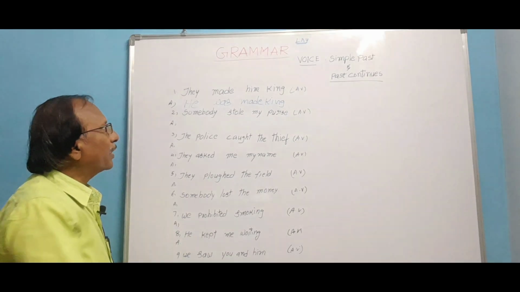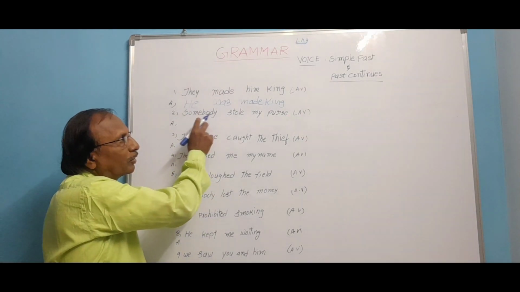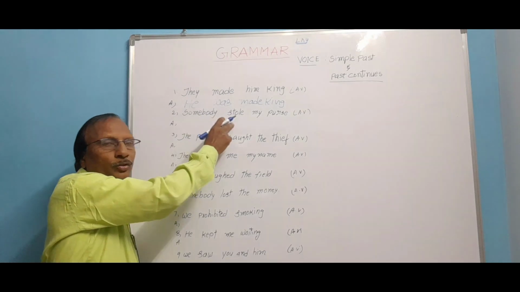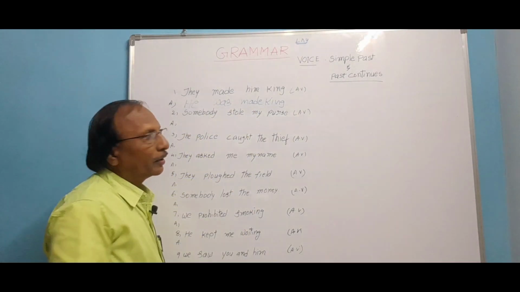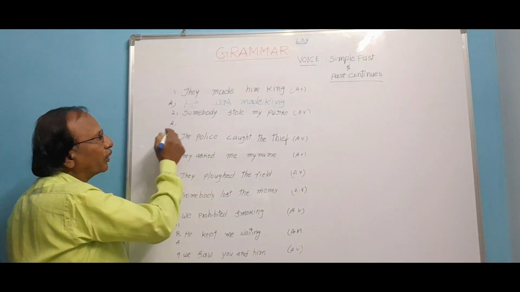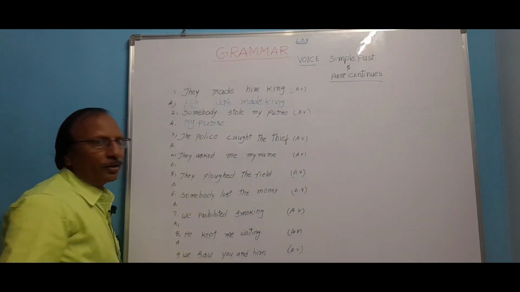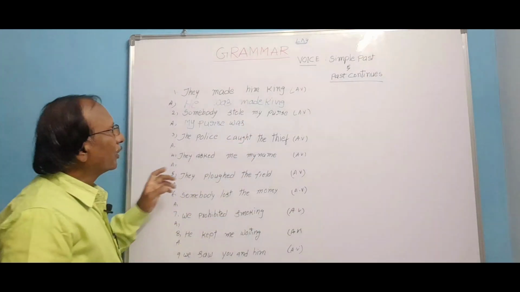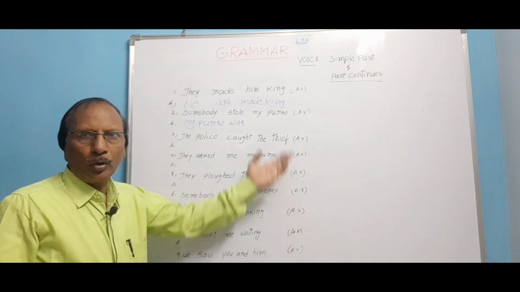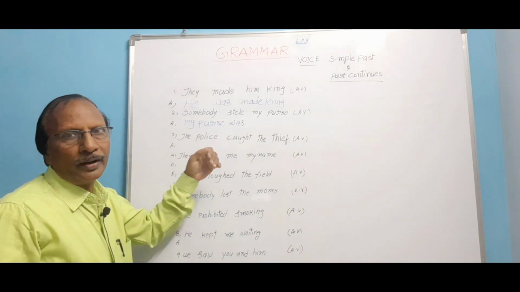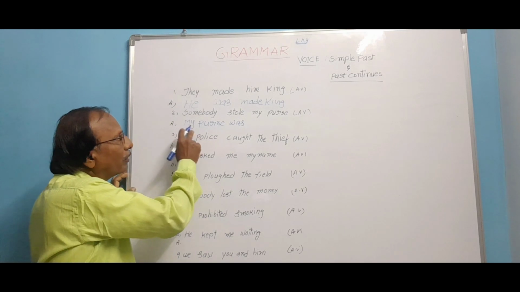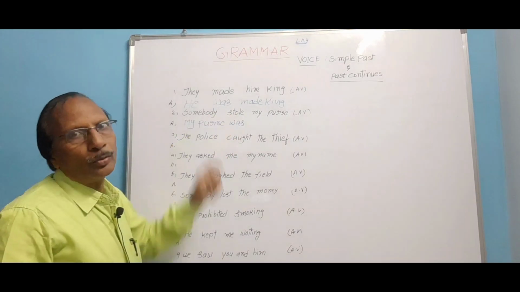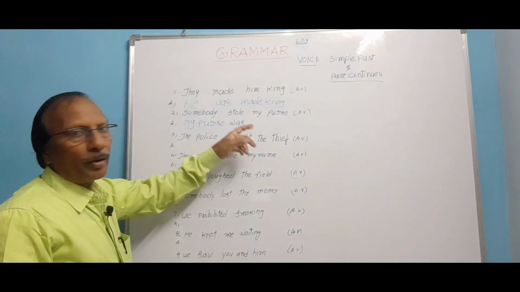Next, somebody stole my purse. Somebody is the subject, stole the verb, my purse the object. Let us write this object into the subject part. My purse. Is it singular or plural? Singular. So singular verb. My purse was. Suppose somebody stole my purses, plural, then we should have written were. We have to write either was or were here. As it is singular, we have written was. My purse was.